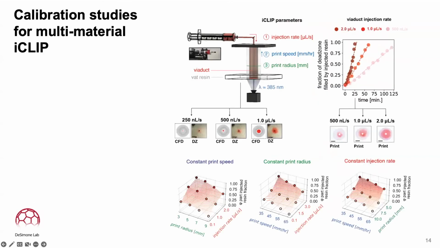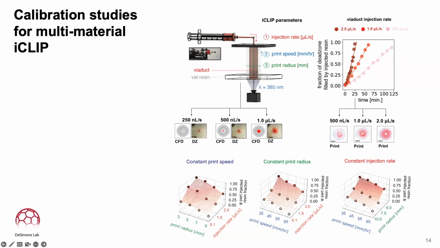We performed calibration studies for this new multi-material process, as shown here in schematic form. The parameterization is threefold. The injection rate we can tune, that is the volumetric flux at which we're introducing injected resin to the dead zone, the speed at which we're printing, and the radius of the object printed, ultimately to get control over the fraction of the object that is occupied by injected resin versus resin that is in the vat. We simulate in CFD, computational fluid dynamics, how varying injection rates should affect the composition of the dead zone, and observe in situ red resin displacing the initially clear vat-filled resin.